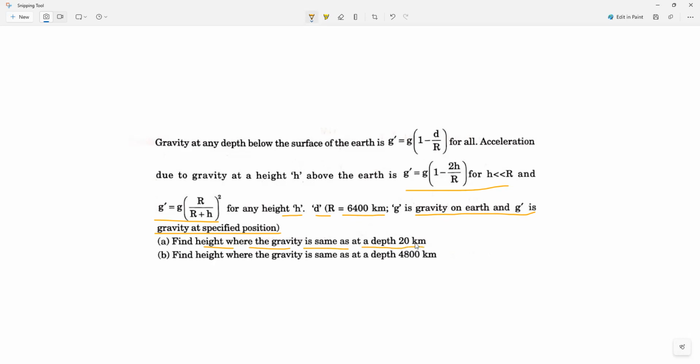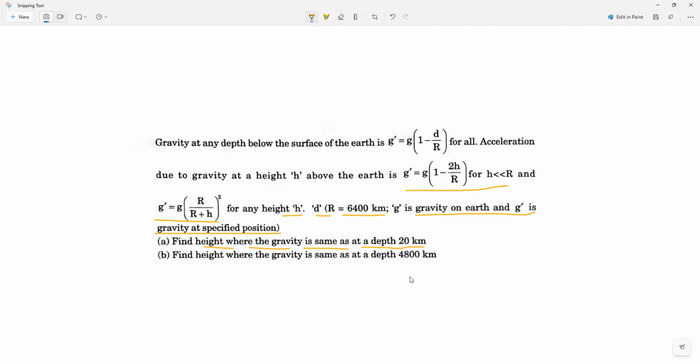What is the question they are asking, everybody? Find the height where the gravity is the same as at a depth of 20 kilometers. Nivedan, do you understand the question? Are you clear? But the value of depth.